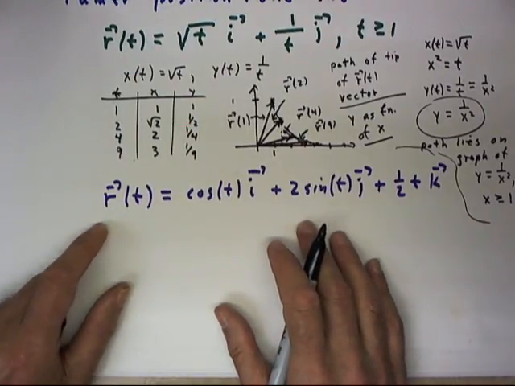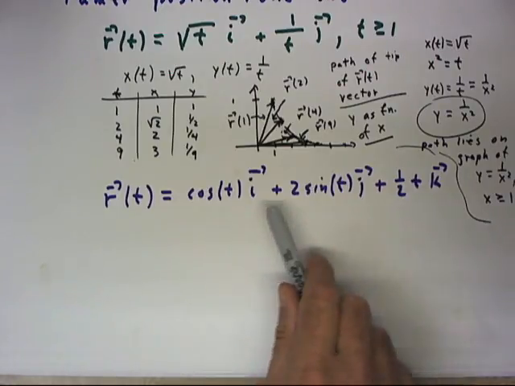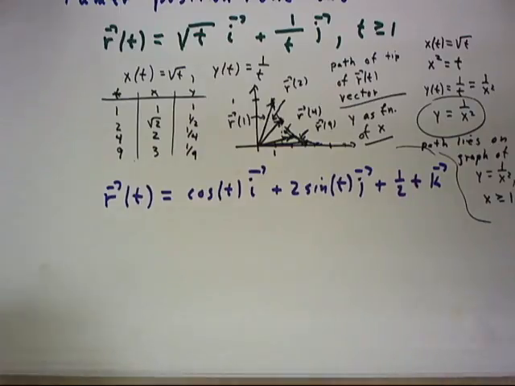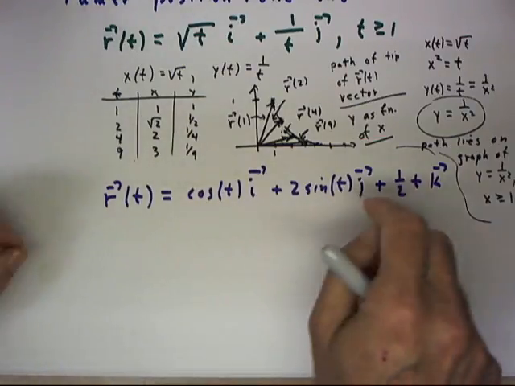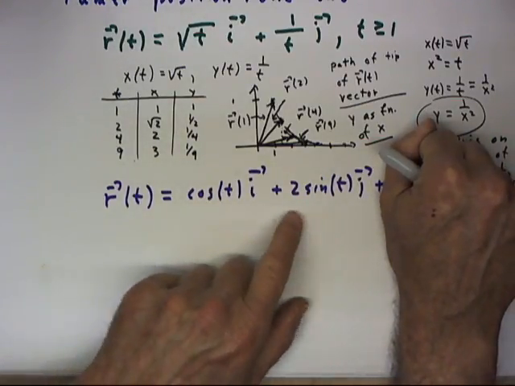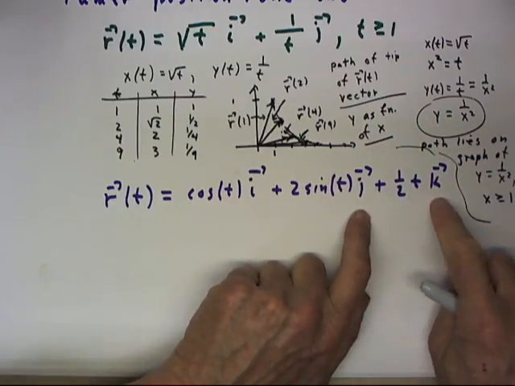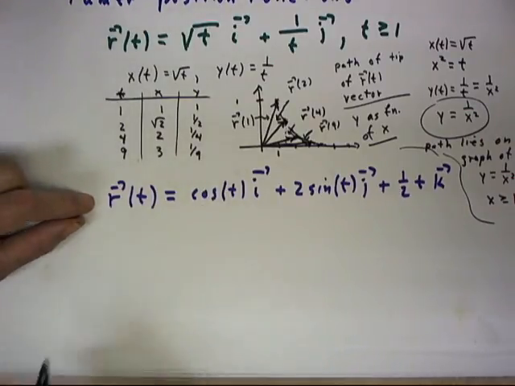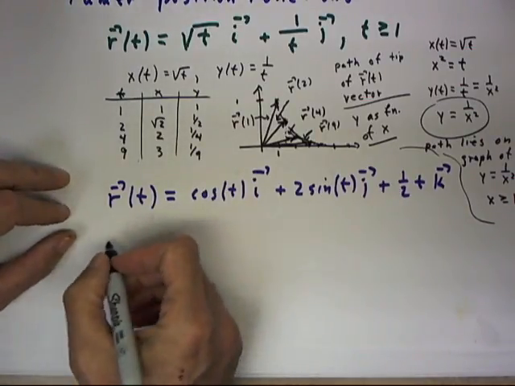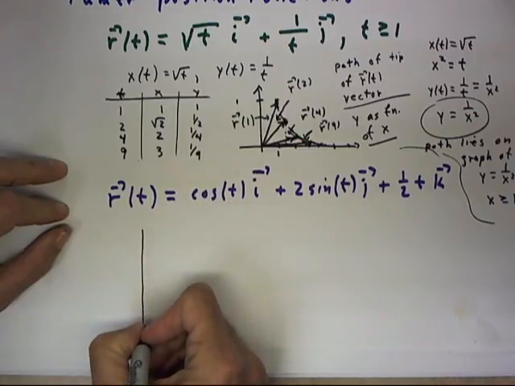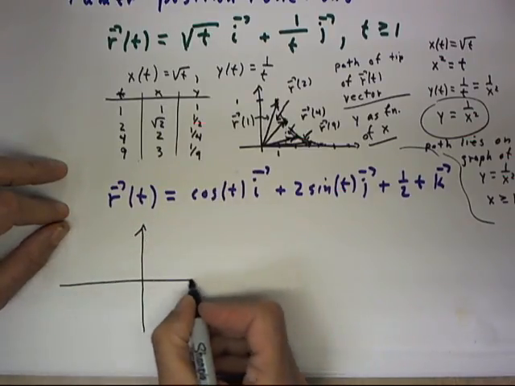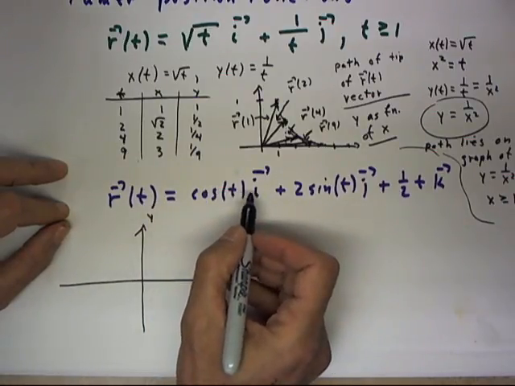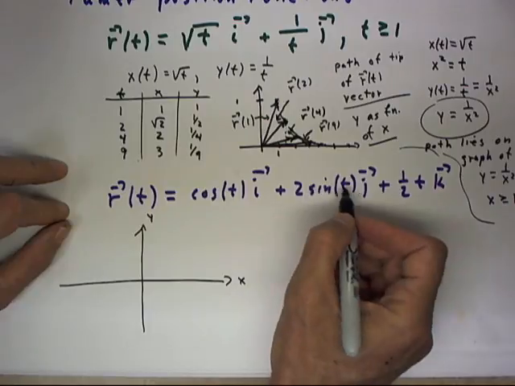Let's consider another function, r of t equals cosine t i plus 2 sine t j plus 1/2 t k. Now we're going to start by just considering the function in the xy plane. We'll worry about the addition of k in a minute. So in the xy plane, cosine of t i plus 2 sine of t j.